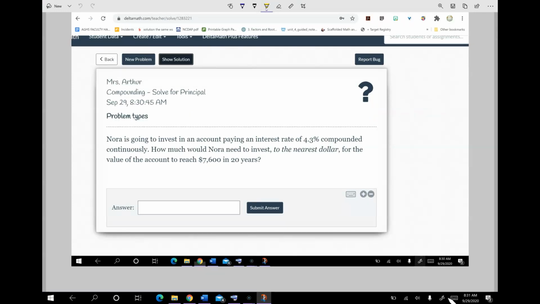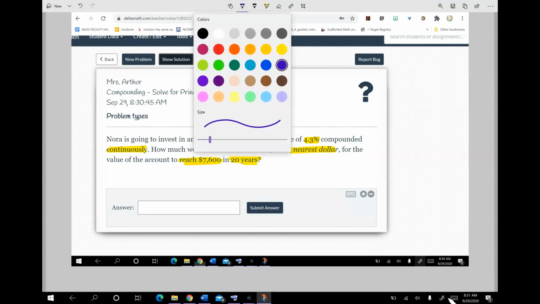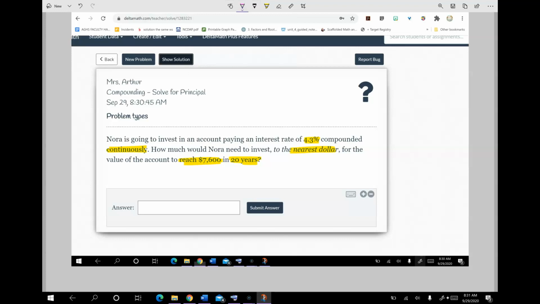It says Nora's going to invest in an account paying an interest rate of 4.3%, compounded continuously. That chooses my equation. I want to round to the nearest dollar. So again, we're going to round to that dollar sign. You know, the dollar is the first decimal place. For the value of the account to reach 7,620 in 20 years. Okay. All right. So when I do this one, it's compounded continuously, so it's A equals P e to the RT.